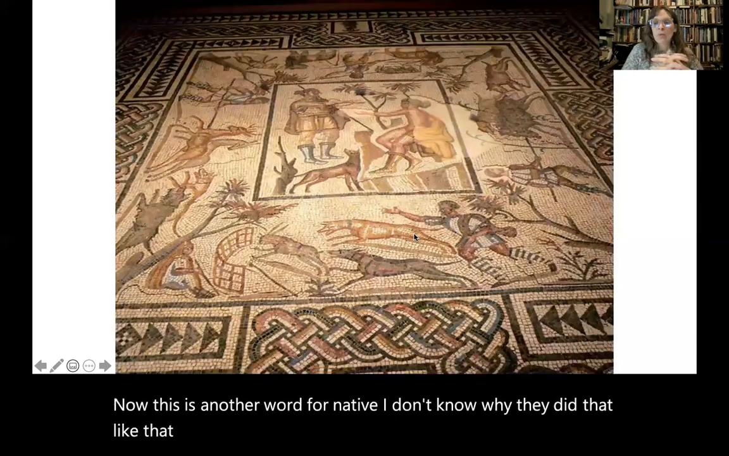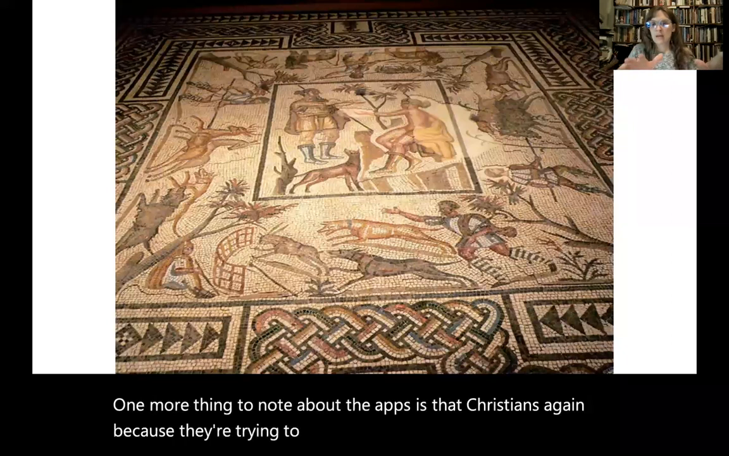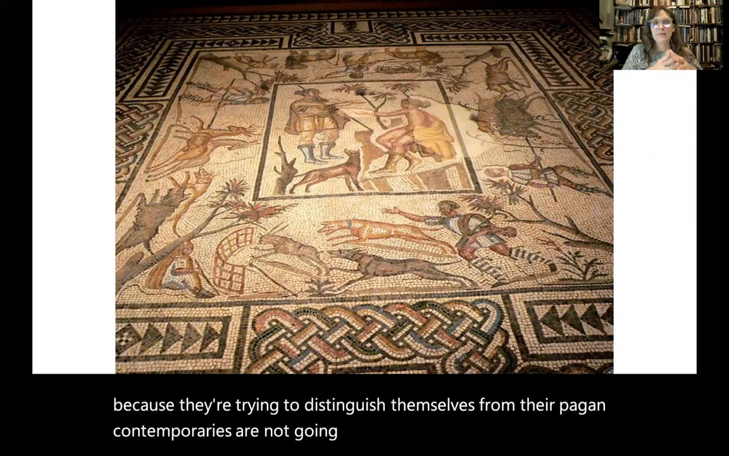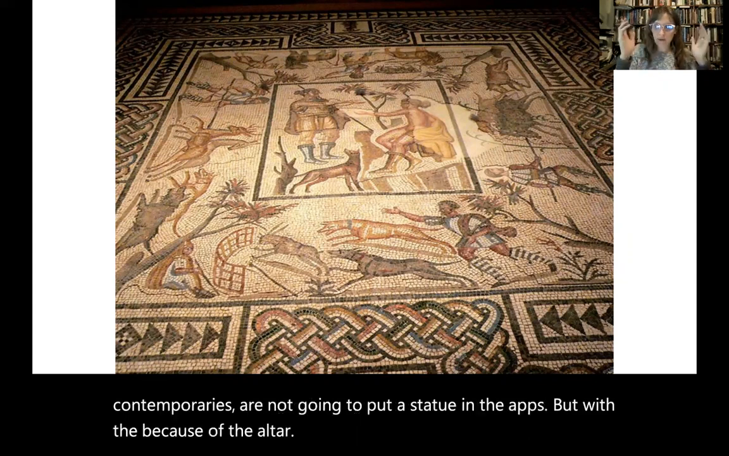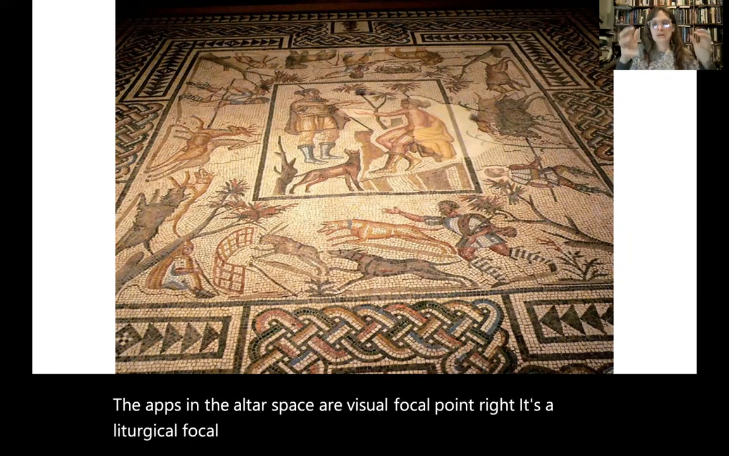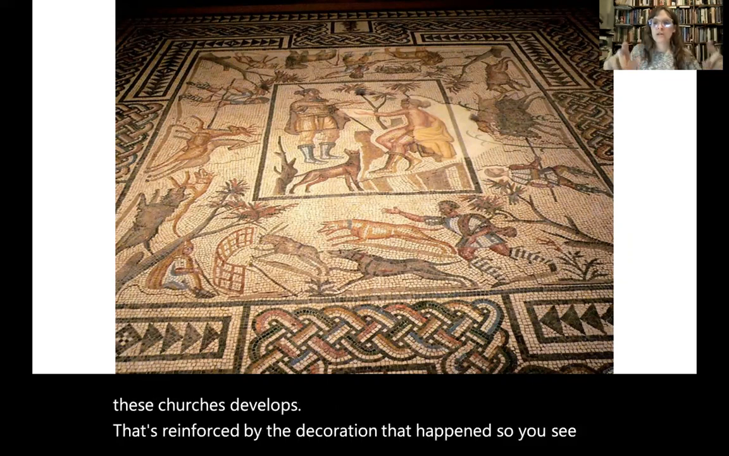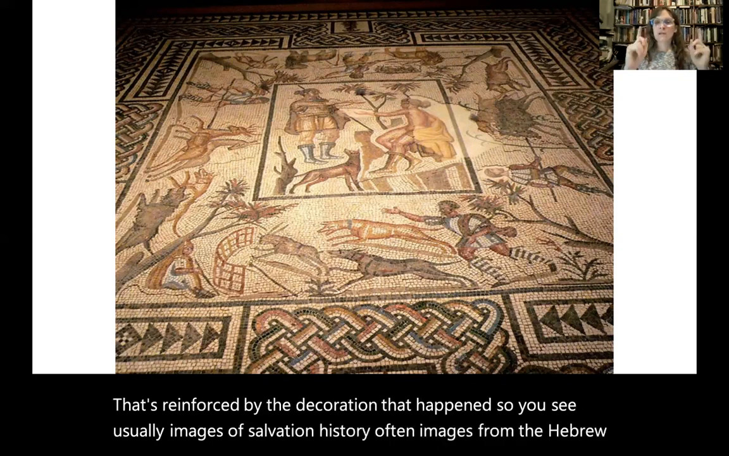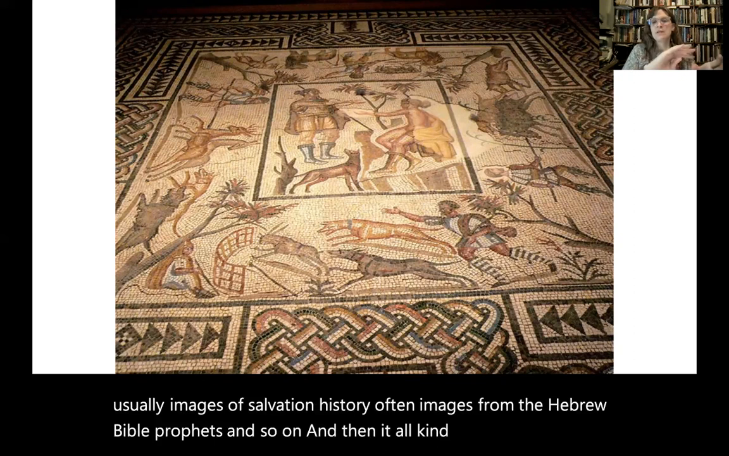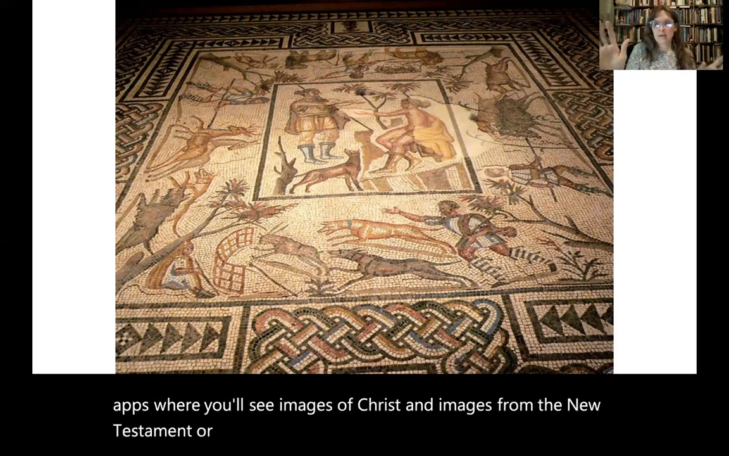Okay. One more thing to note about the apse is that Christians, again, because they're trying to distinguish themselves from their pagan contemporaries, are not going to put a statue in the apse. But because of the altar, the apse and the altar space are a visual focal point, a liturgical focal point, a symbolic focal point. And as decoration in these churches develops, that's reinforced by the decoration. So you usually see images of salvation history, often images from the Hebrew Bible, prophets, and so on. And then it all culminates in the apse, where you'll see images of Christ and images from the New Testament, or apocalyptic type images.